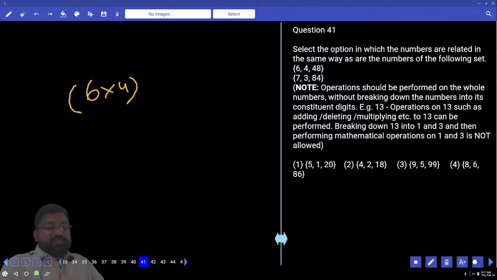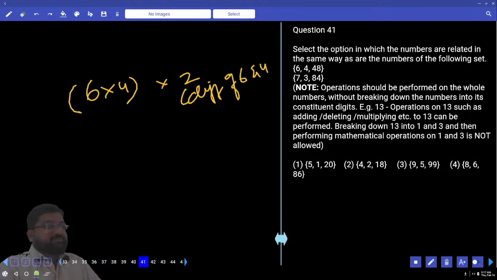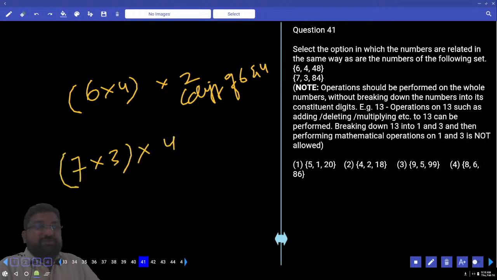6 into 4 is 24 and then multiply by 2. What is this 2? Difference of 6 and 4. Next, 7 3s is how much? 21, and then I'll go for 4. What is this for? Difference between 7 and 3. Clear? So obviously, next 5 into 1 is 5, difference between 5 and 1 is 4, 5 4s are 20.